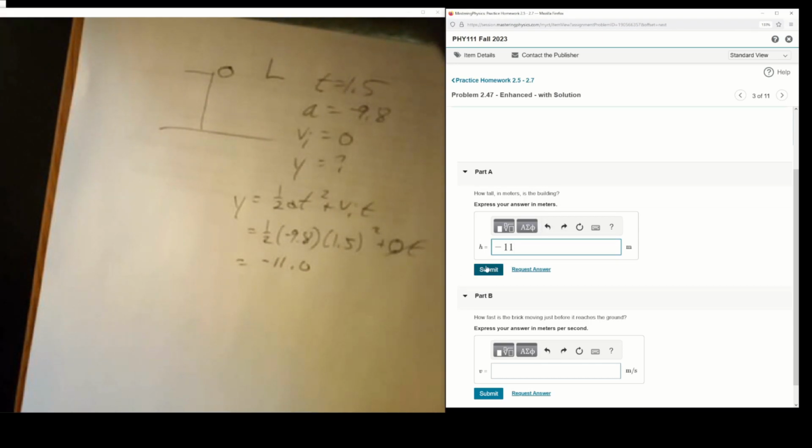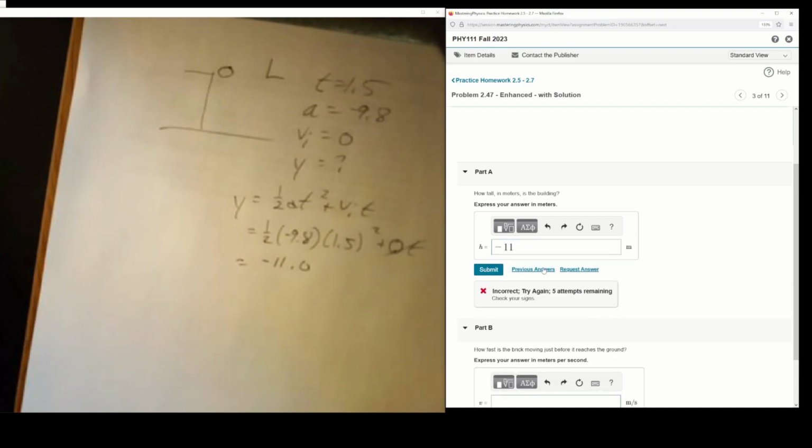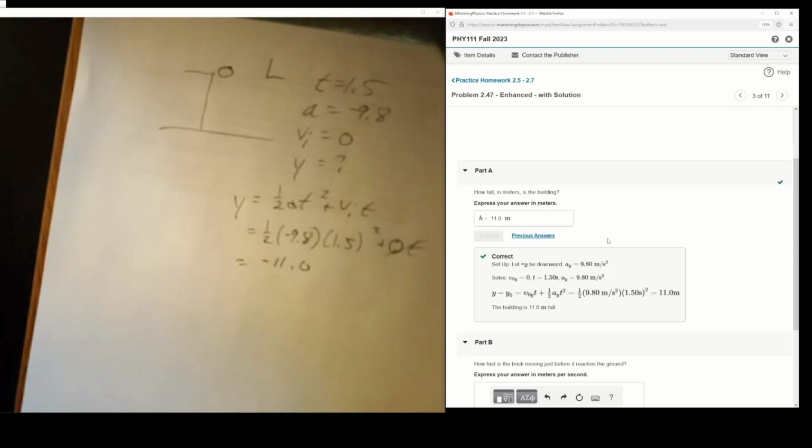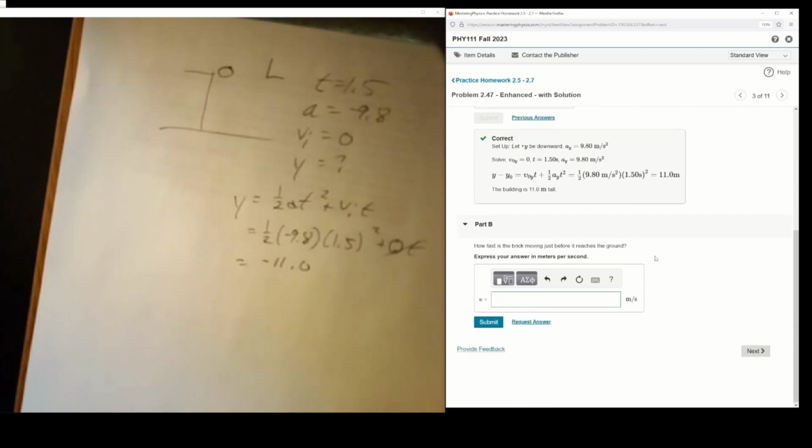But what happens if I put in minus 11? They're not going to say anything. They're just going to say that's wrong. So say it's positive. There we go. Would have been nice if they gave at least a little hint there, like your number's close, just a sign error. So just something to think about when Mastering Physics says you're wrong, that it may be something simple just like that. It was just a sign difference.